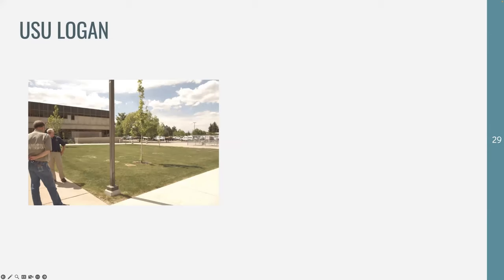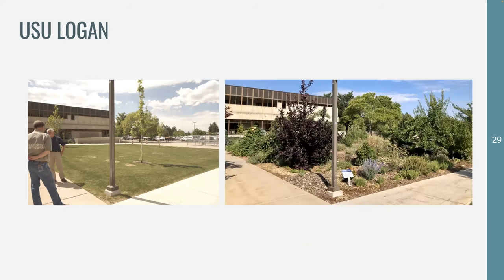So this is that Logan garden I told you about. The Kentucky bluegrass was in horrible shape. The trees weren't very happy, and we realized they still had wire caging around their root balls. And then this is how we redesigned the site with permaculture design and community input.